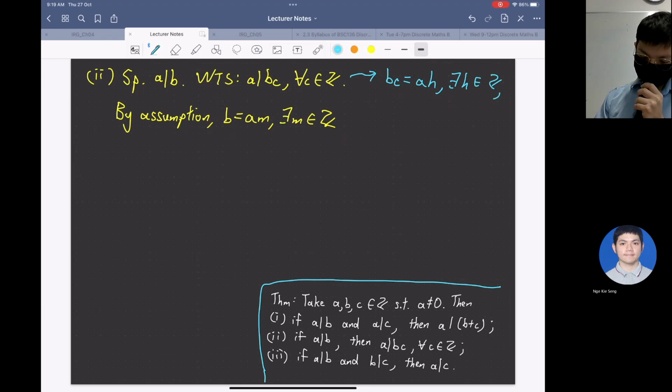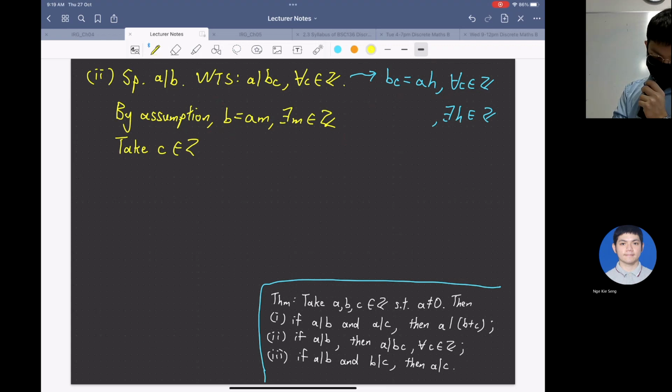So I left out something. To be precise, I need to say for every C first. For every C, there's this equation. So we need to show it for every C. Maybe take one C first. So take an arbitrary C. Take any C.